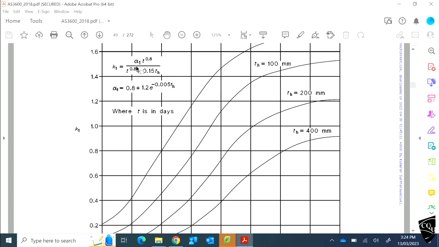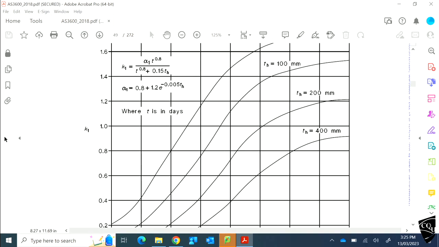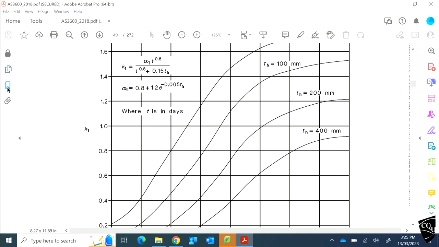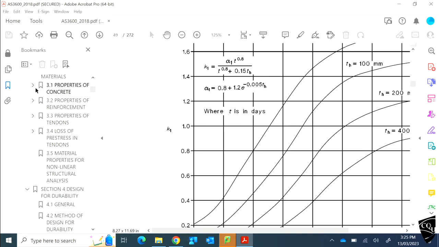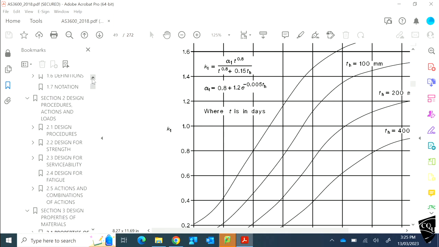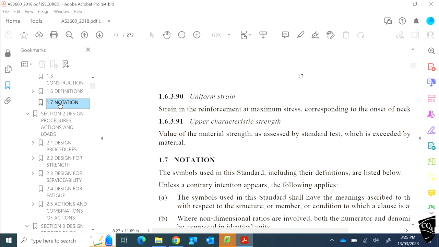So now we have a new term called TH. What is TH? So if you are not sure what we have to do, if you don't know what that is, always go to Section 1.7. Go to 1.7. If you don't know, just go to 1.7.